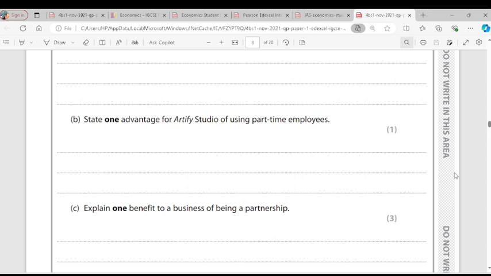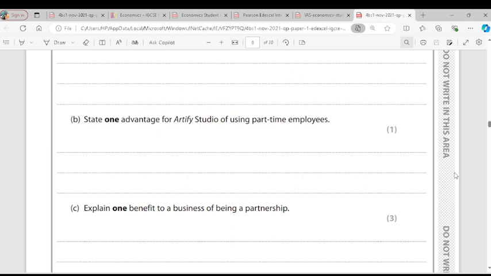So for Artify Studio, it won't employ full-time workers. It employs part-time workers only for those peak periods, when a lot of customers will come to the studio. Then those workers will be available. That reduces the amount he has to pay to permanent, full-time workers. So Artify Studio's cost of wages would reduce. And that means expenses are reducing for Artify, because it's using part-time or flexible workers.